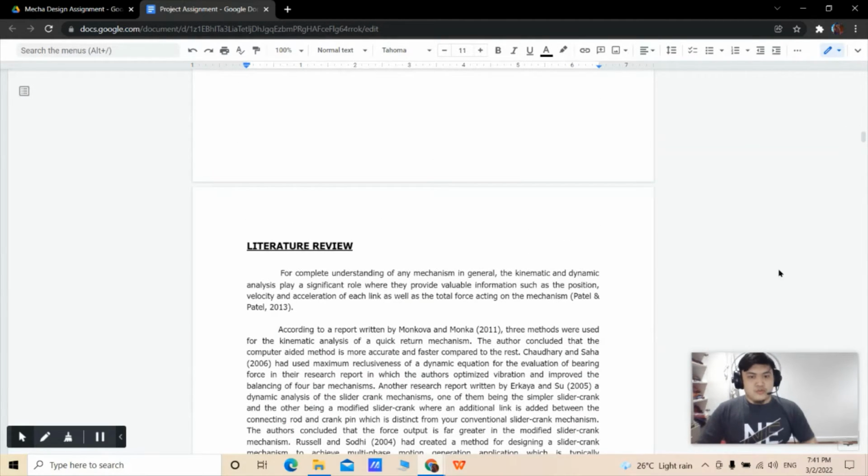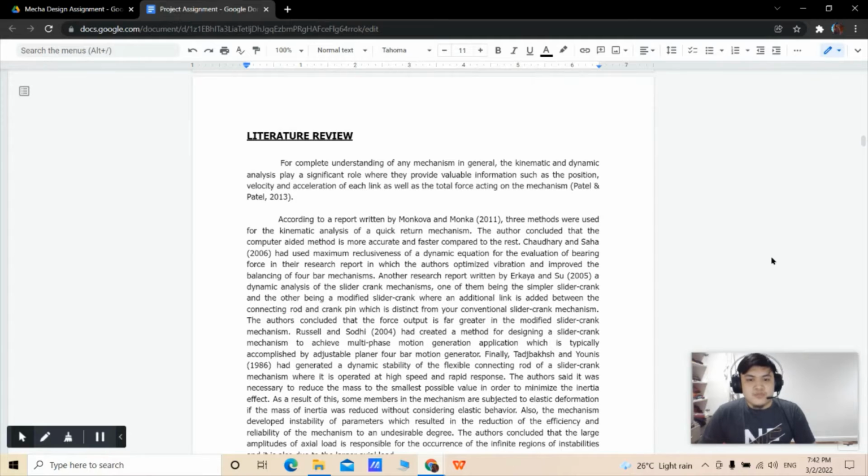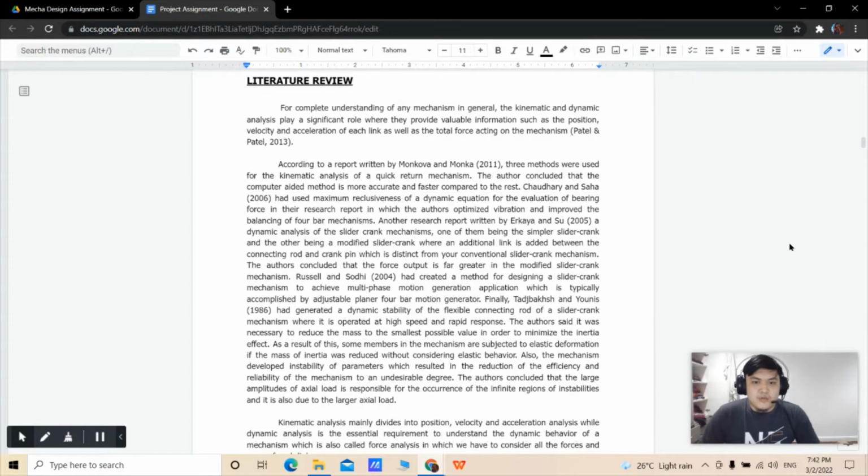So for complete understanding of any mechanism in general, the kinematic and dynamic analysis will play a significant role, where they will provide valuable information such as the position, velocity, and acceleration of each link, as well as the total force acting on the mechanisms. So according to a report written by Moncova and Monka, three methods were used for the kinematic analysis of the quick return mechanisms. The authors concluded that the computer-aided method is more accurate and faster compared to the rest.